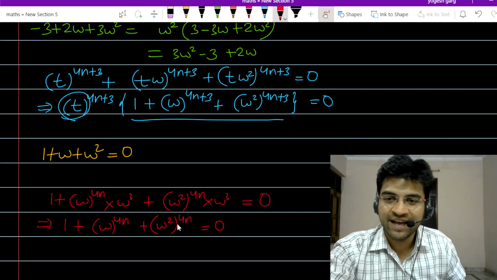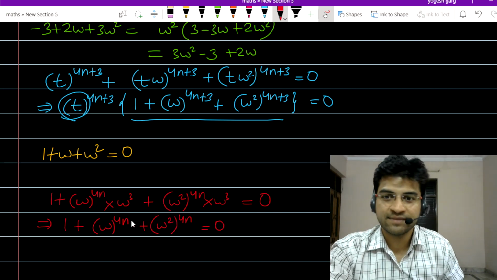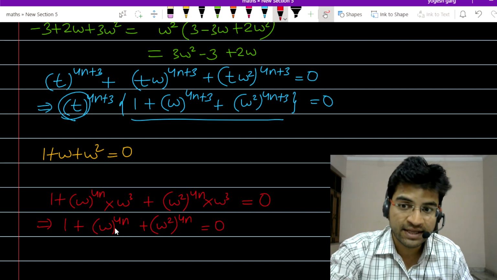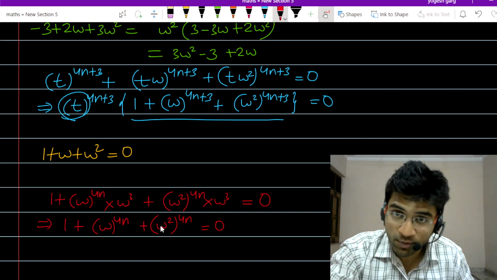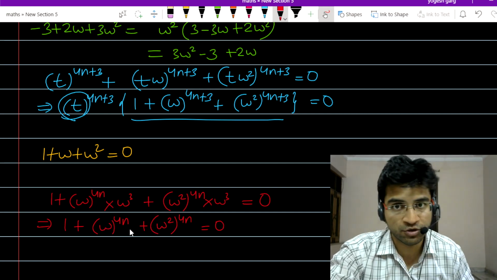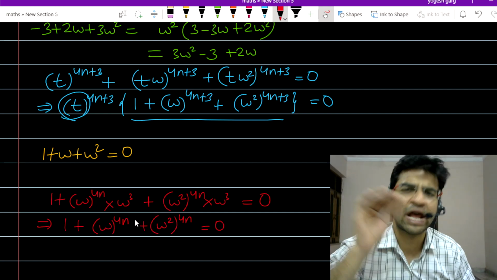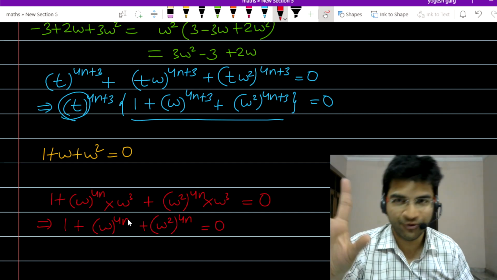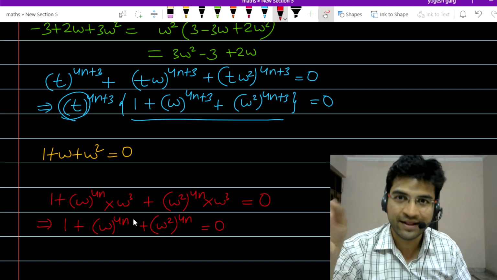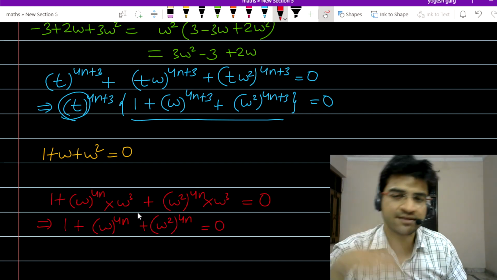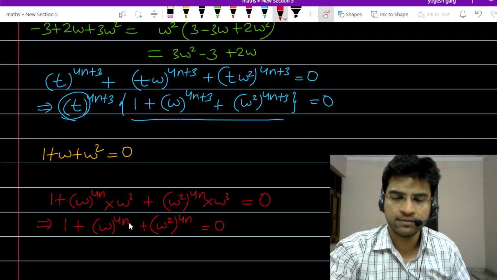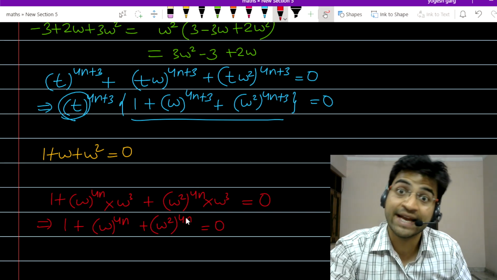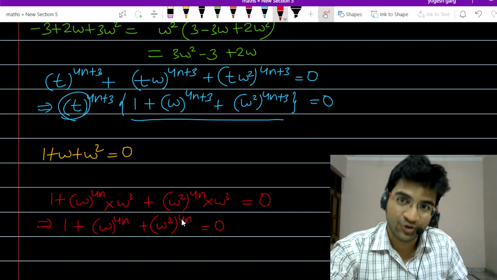We can clearly see n should not be a multiple of 3, because if n is equal to 3, this will be 1, this will also be 1, and 1 plus 1 plus 1 will not be equal to 0. So except for n equal to 0 and 3, or any multiple of 3, 6, 9 for that matter, you can put any integral value of n over here. If you put n equal to 1, you will get omega 4, and this is omega 8. Now omega 4 is omega, and omega 8 is omega square. So yes, their sum will be 0.